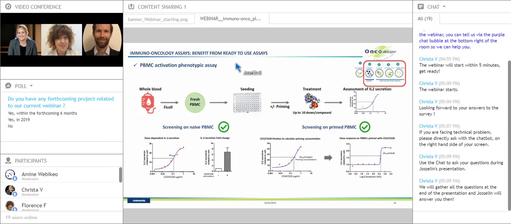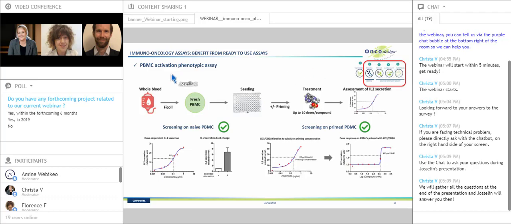It's a 96 well plate based assay, so we can use it either for the screening phase of a very small bank of molecules, and of course it can be used as a support of your flowchart during the hit to lead to the candidate selection phase.